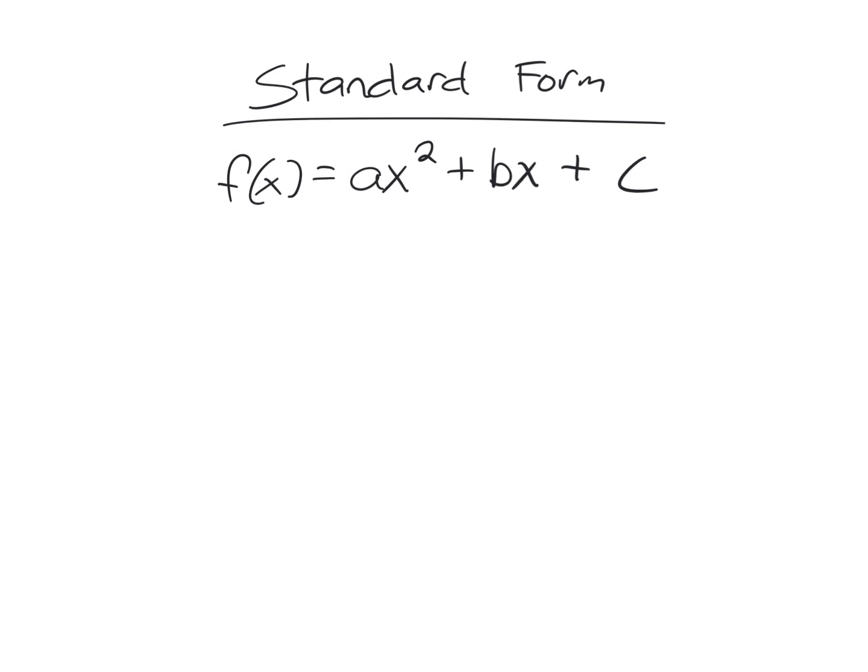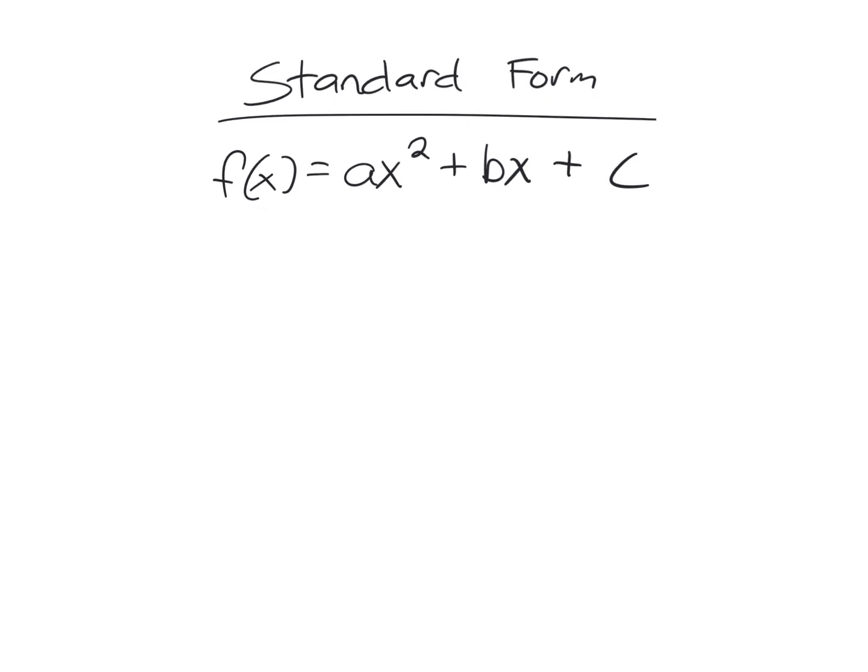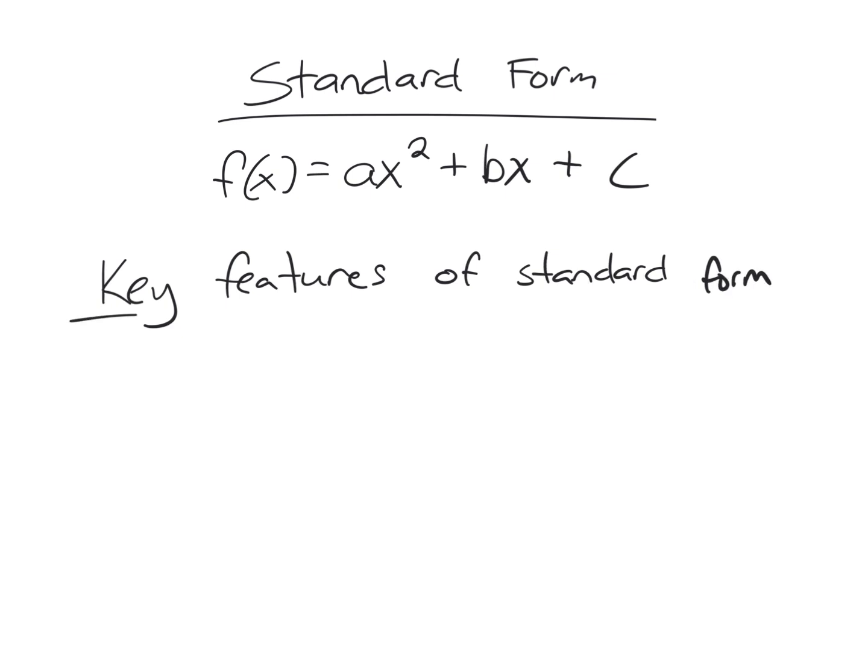Okay. With standard form, what changes from vertex form? Is it as easy to find the vertex in this one? Is it as easy as vertex form? No. Okay, but can we still find the vertex? Yes. I'm going to jump in right away to key features of standard form. Again, most important key feature is what? Vertex. How do I find the vertex if I'm not given an H and a K?